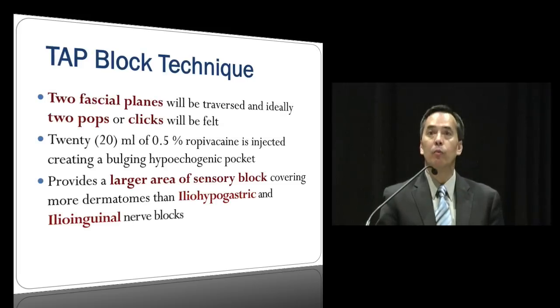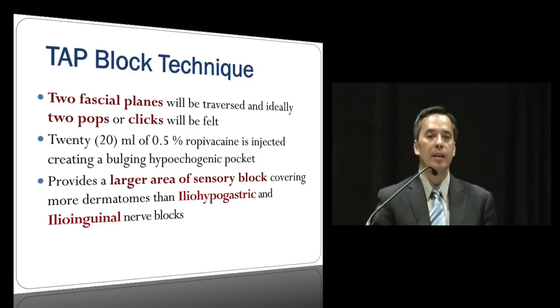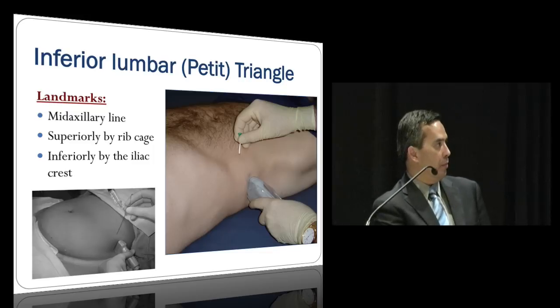So again, you want to feel 2 fascial clicks and pops. You want to inject about 20 cc's total, so 10 on each side, and it does provide a larger area of block than the ilioinguinal iliohypogastric. And here's your margins right here. So here's your iliac crest, here's your rib margin, and you go ahead and put your probe there, and then this comes right in line, and you'll see the same layers.